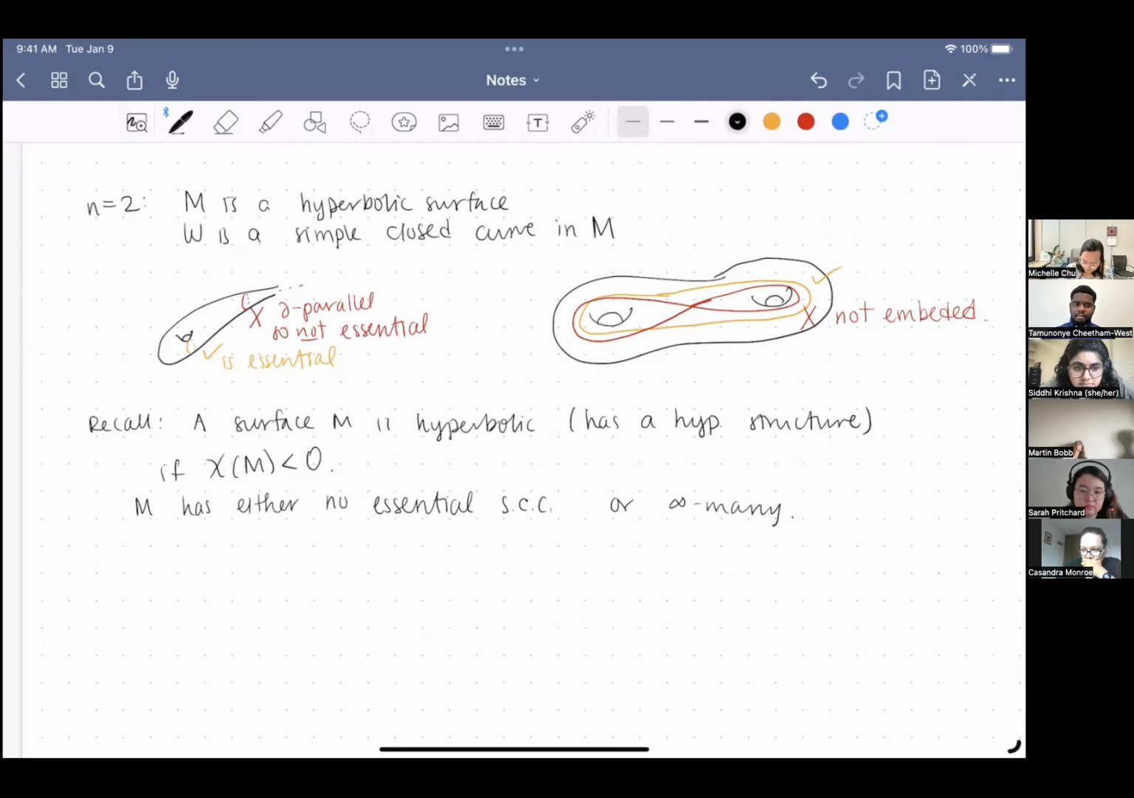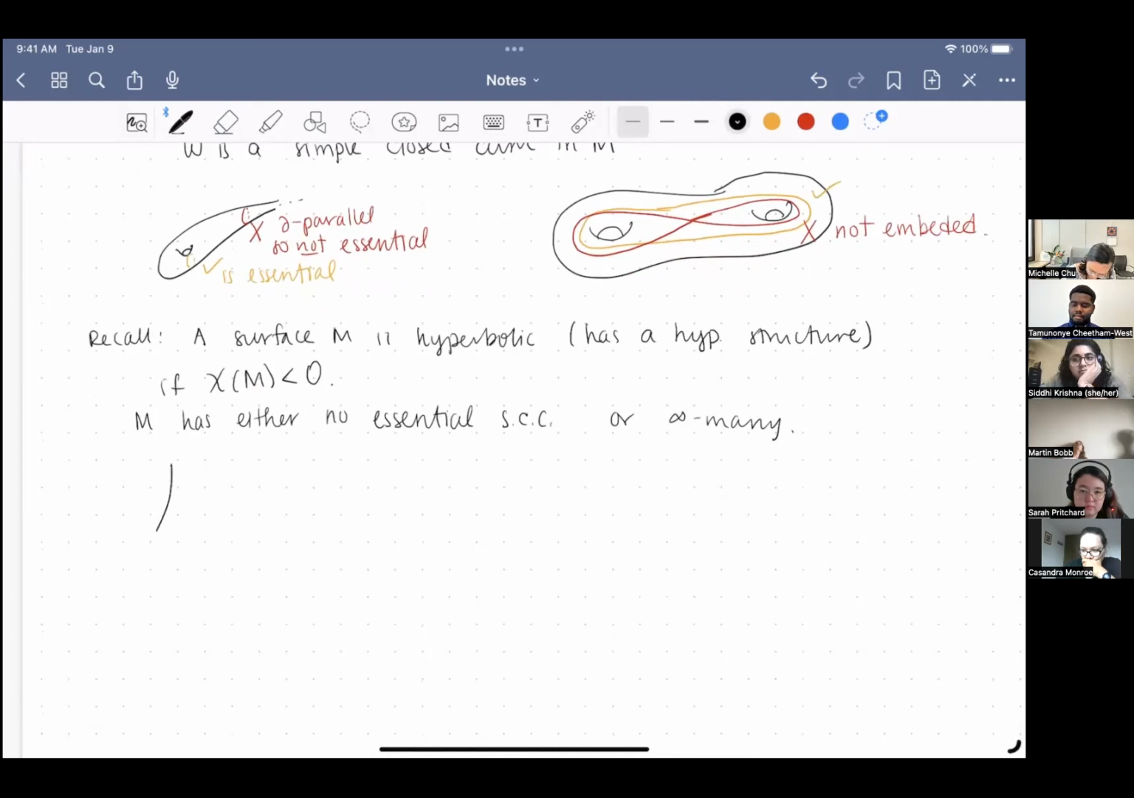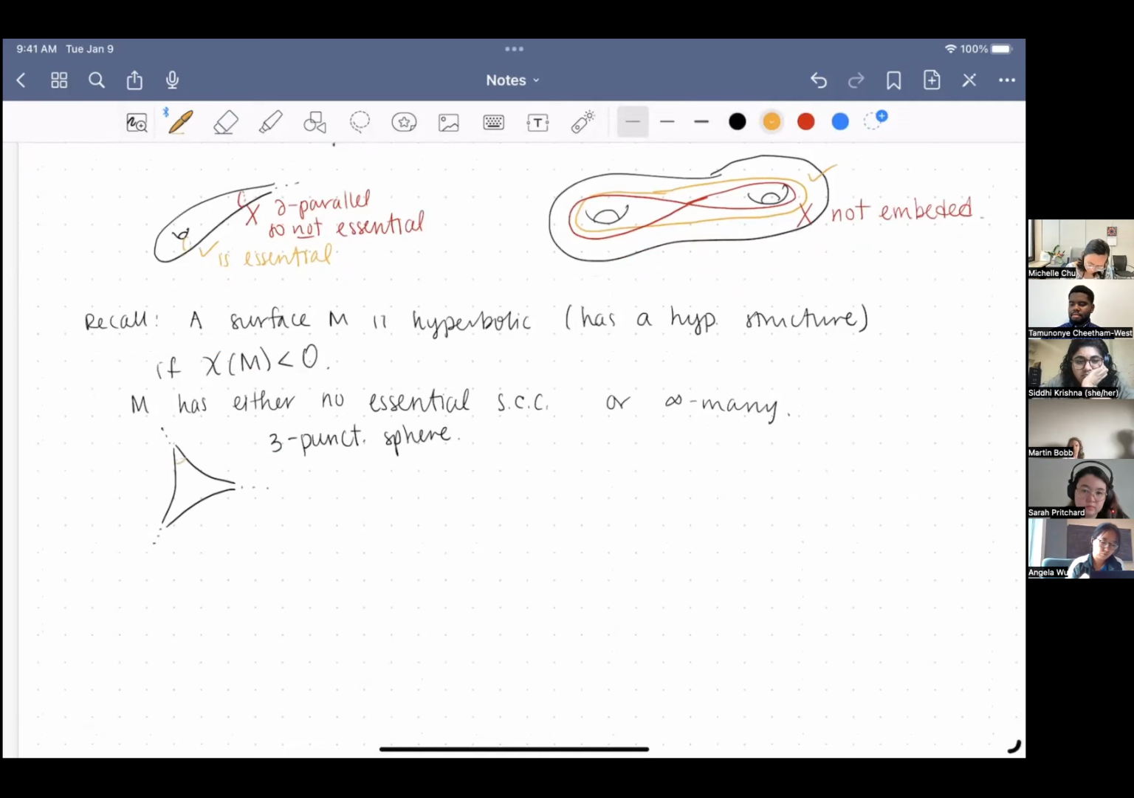Okay, so an example of a hyperbolic surface that has no simple closed curves is this one. So this is a 3 times punctured sphere. And there are no simple closed curves here that are essential. So the only ones that you could draw are the ones that are boundary parallel, but like I said, those are not essential. So there's really nothing that you can do here. So there are no such W, I'll say, in this picture.